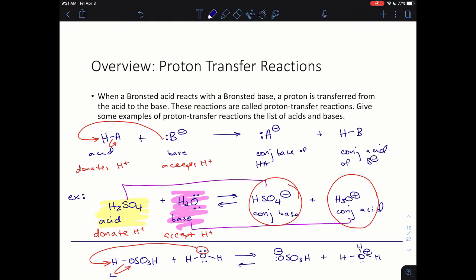Now, I know I've been writing out sulfuric acid in this weird way, but that's because I need to show the bond, the OH bond, and so that's how I've been doing it.